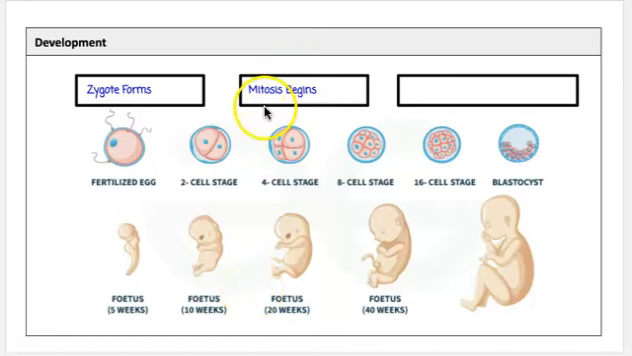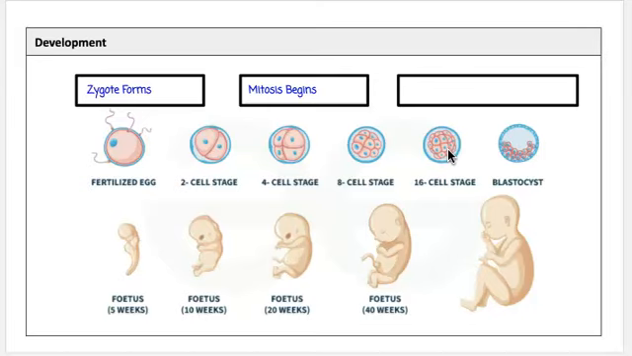Then mitosis begins. This is just when the cell starts to divide or make copies of themselves. And they do this in several stages. So first, they go from one cell to two cells. And then each of those cells split. And then it becomes 4 cells. Those 4 cells split. And it continues going and going and going until you start to have thousands and thousands of cells.